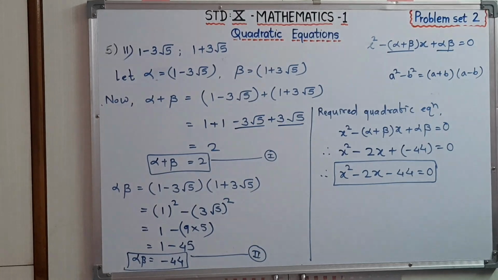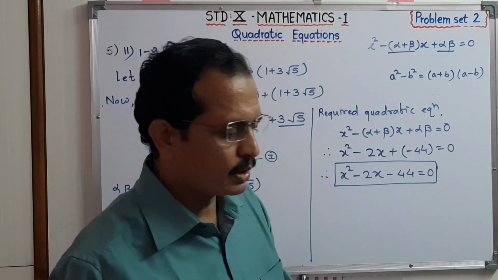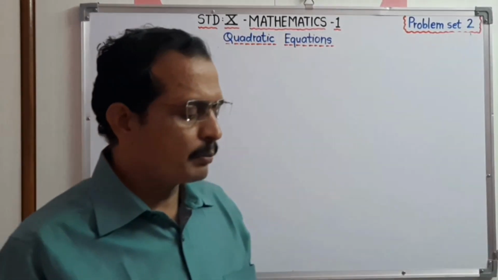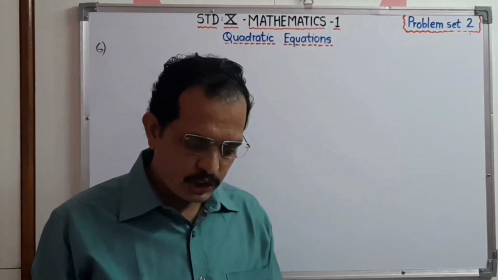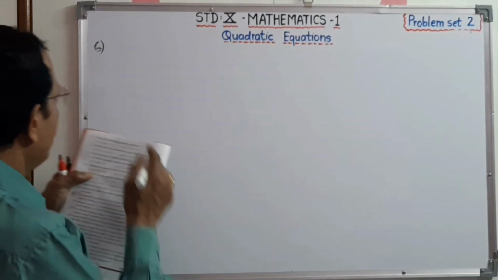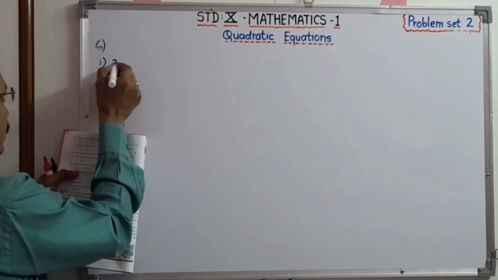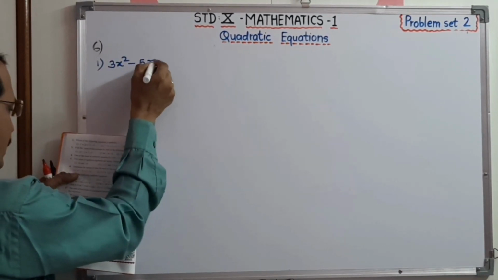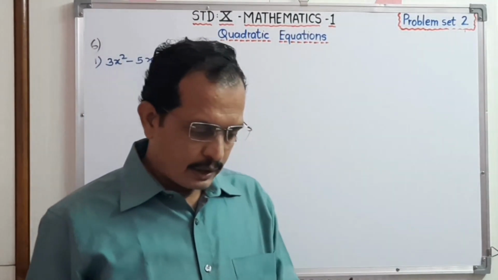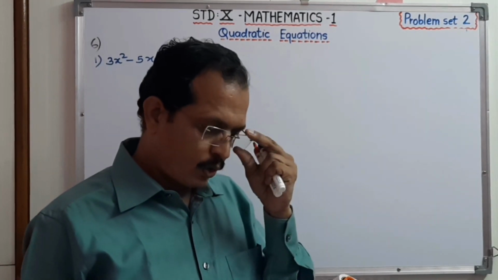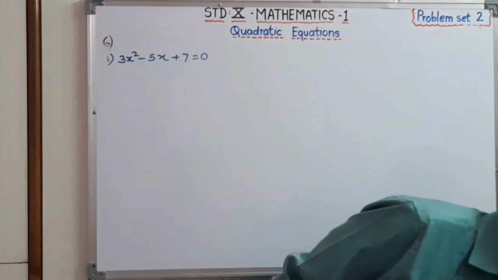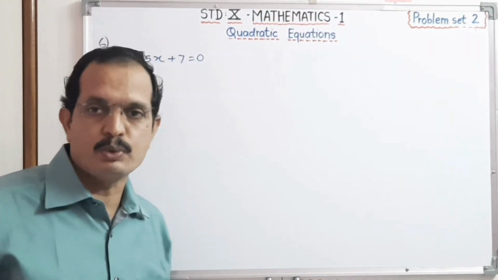Now see question number 6 one. Determine the nature of roots of each of the quadratic equations. 3 quadratic equations are given and we have to decide the nature of the roots. 3x square minus 5x plus 7 is equal to 0. See the question again. Determine the nature of roots for each of the quadratic equations. For each equation we have to determine the nature of the roots.